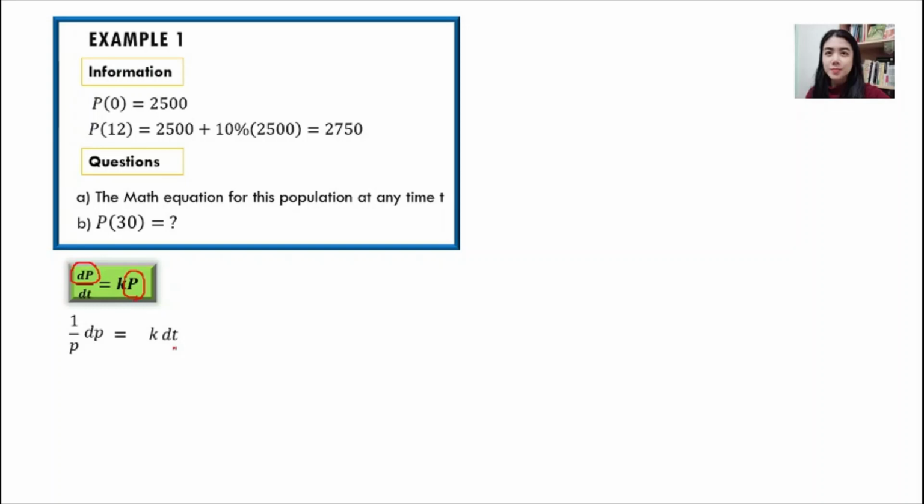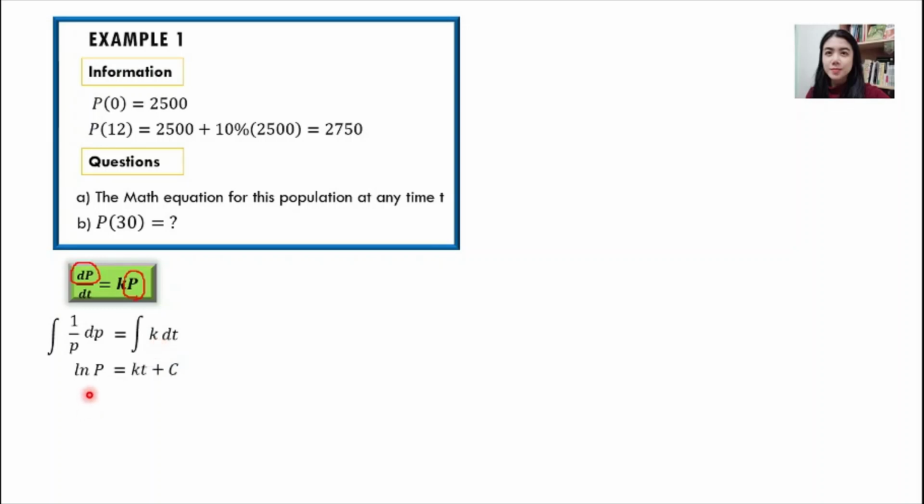Okay, so now we're going to do the integration. So let's just integrate both sides. For the left hand side, if you integrate 1 over p, we have ln p. And how about the right hand side? The right hand side, you integrate with respect to time. The k is a constant here. So if you integrate it, we will have kt plus c.